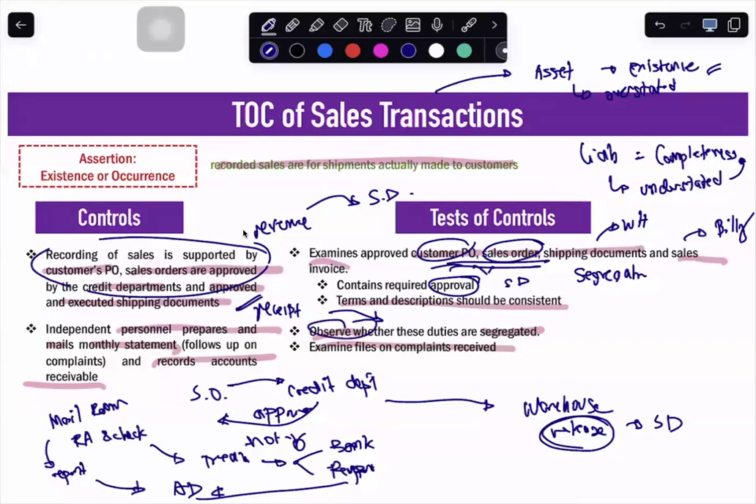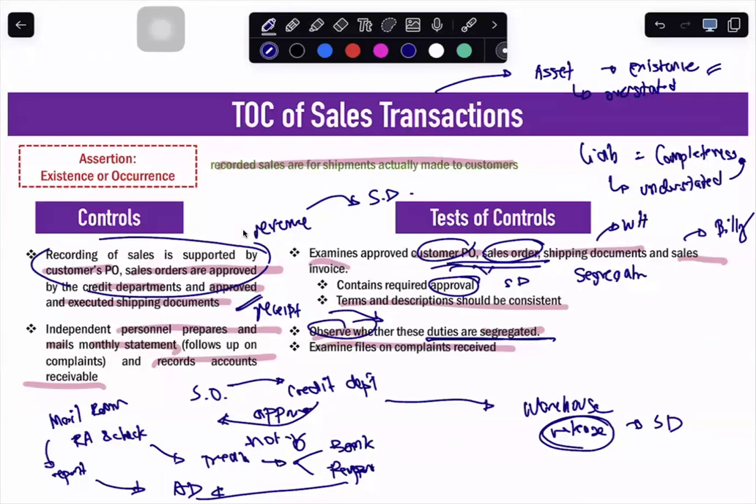So we try to observe whether the duties are properly segregated. And to test the segregation of duties for the sales, we just test the documents. And based on those documents, we look at who approves them. If the persons who approve those documents are different in each phase, then there's proper segregation of duties. And as to the second control, we observe the proper segregation of duties.